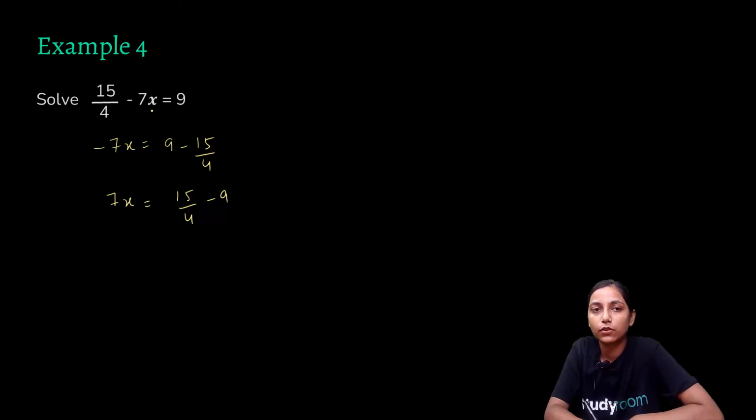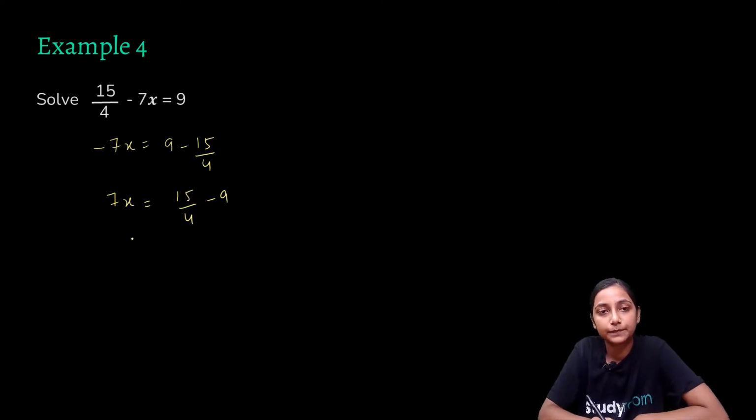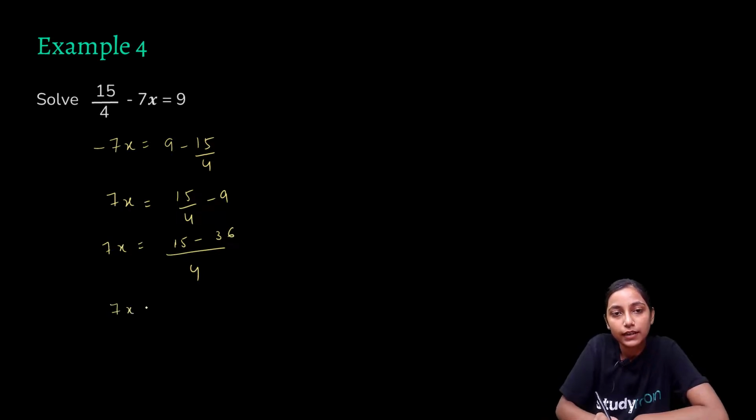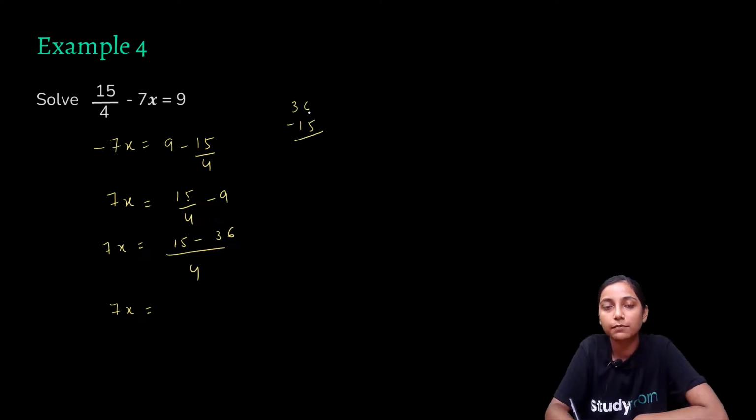We can simply change all these signs, like multiplying all these terms with minus. What will we be getting? We'll get 7x equals to 15 by 4 minus 9. Now we need to solve this. It will be 15 minus 9 fours are 36. When we do 36 minus 15, it will be 21, but with a minus sign.